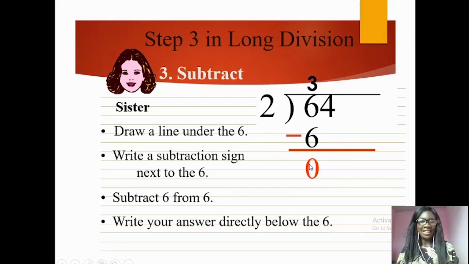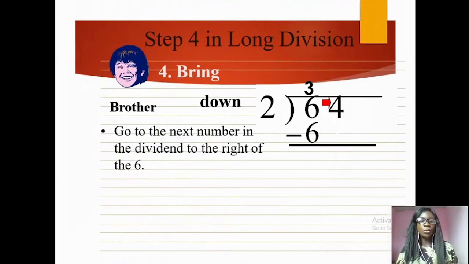So the next one is what? Is our brother. Let's see what our brother will say. Our brother is what? Is bring down. Okay, so far we've gotten just one number of what? Of the quotient, but we are not done with the what? With the long division. Okay, so brother said go to the next number in the dividend. So the next dividend is what? Is 4, meaning that we are having just 2 numbers, right? So we are done with 6. So the next number we are going to look at is what? Is 4. Go to the next number in the dividend, which is 4, to the right of what? Of 6.